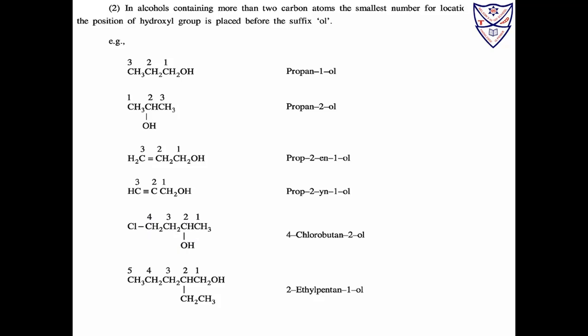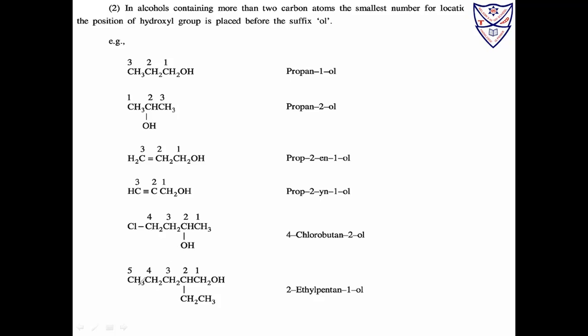Why is the numbering not here? So you can write this way also: 1, 2, 3, and then 4. According to the nomenclature, 4 plus 2 is 6. If I take 2 and 1, it comes to 3. But why is 4-chloro written? That is because of the reactivity series. So the name is 4-chlorobutan-2-ol.